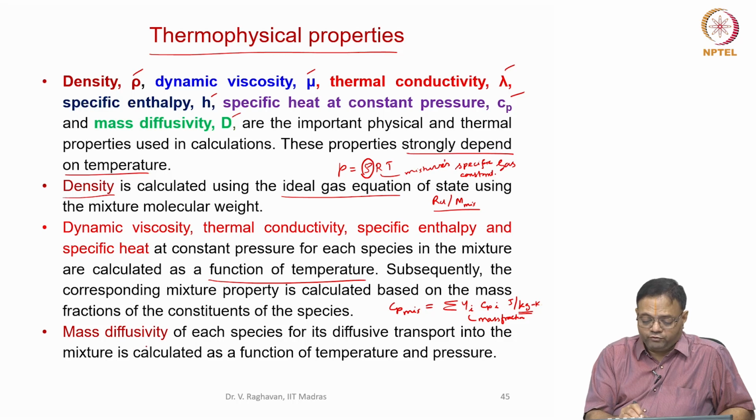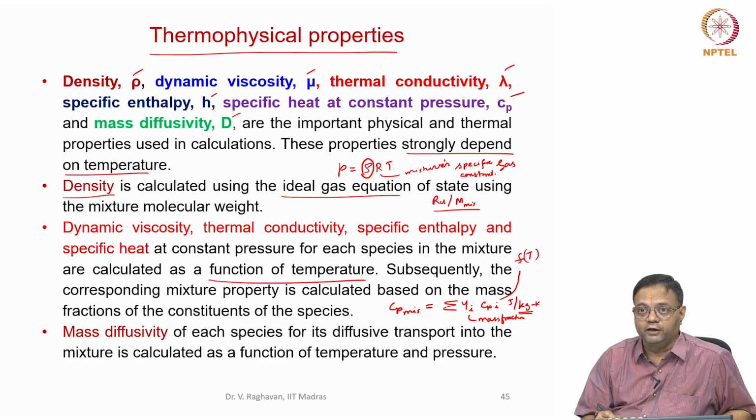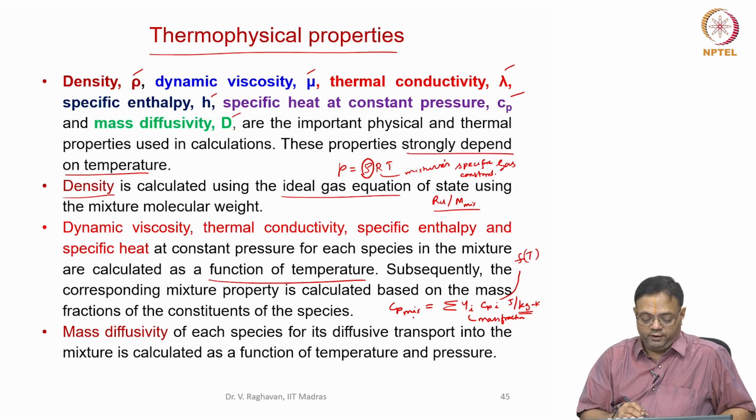Now, similarly you can do it for others also. There is several literature which will give you the equations and the correlations. For example, Cpi itself can be calculated as a polynomial of temperature, a non-linear function of temperature. We can calculate those individual Cps, then find the mixture Cp.